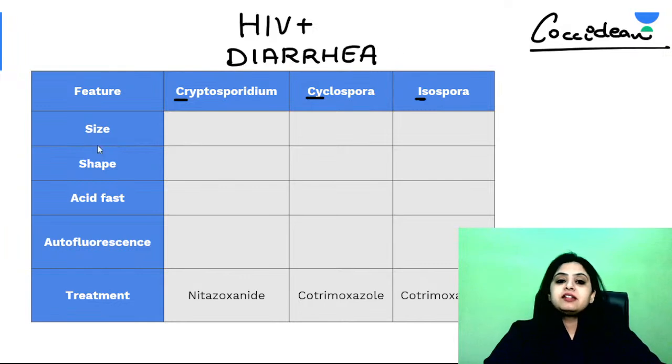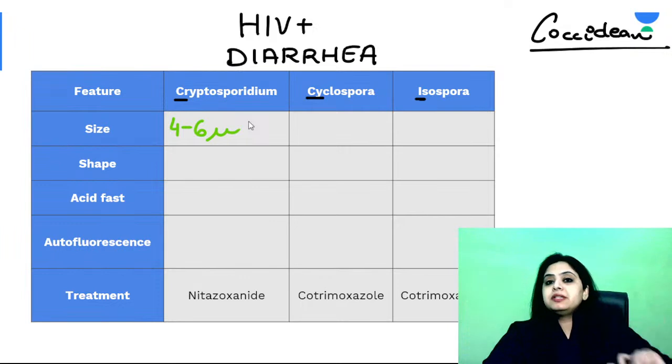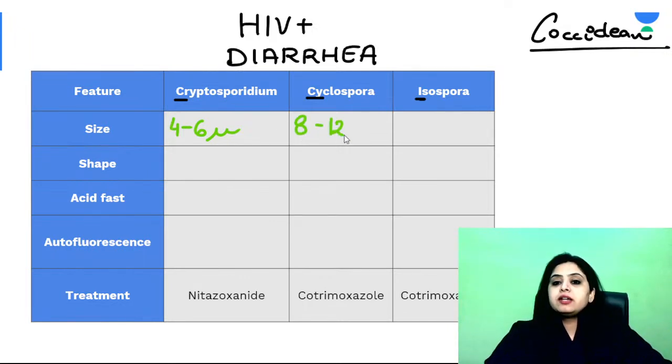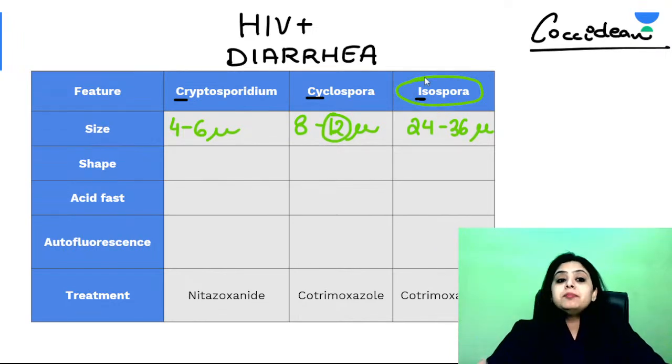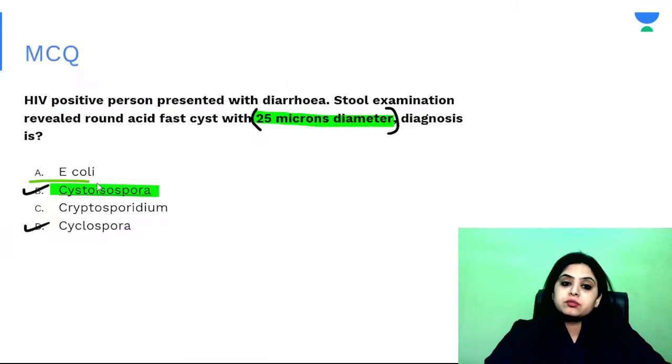So first, let's start with the size, shape, acid fast and all of it. Please remember that size starts from 4 to 6 microns and then double, triple. 4 doubled is 8, 6 doubled is 12. So Cyclospora's size becomes 8 to 12 microns. Then double and triple that, 24 to 36 microns. In your question, 25 microns was mentioned. So Isospora is the best answer, and instead of writing Isospora, they wrote Cystoisospora. So that is the same.